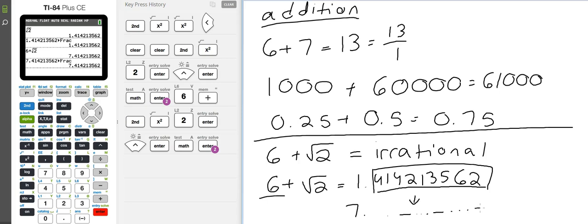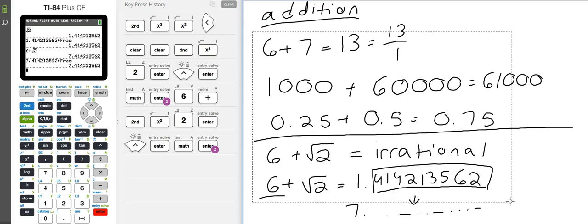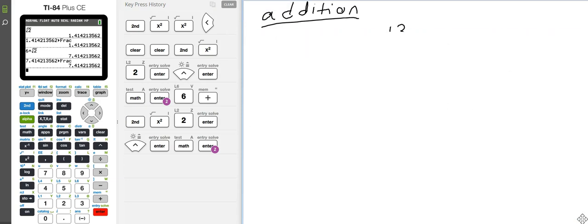When we add a rational number to an irrational number, we're never going to be able to get rid of that decimal at the end of the irrational number. So whenever you're adding a rational number and an irrational number, you're never ever going to be able to get a rational number. We're going to clear the screen, and then we'll discuss when you add two irrational numbers.